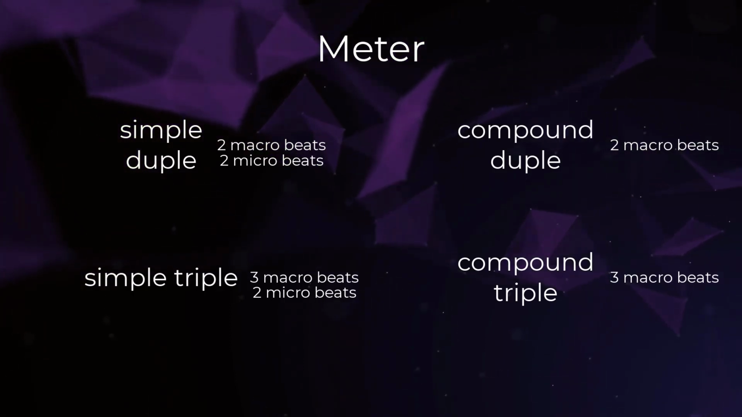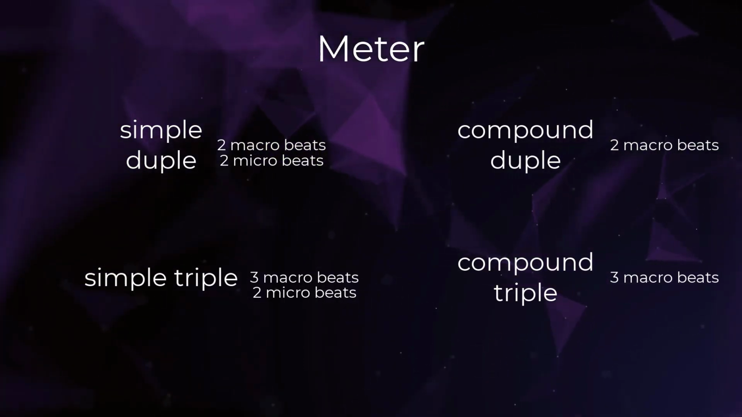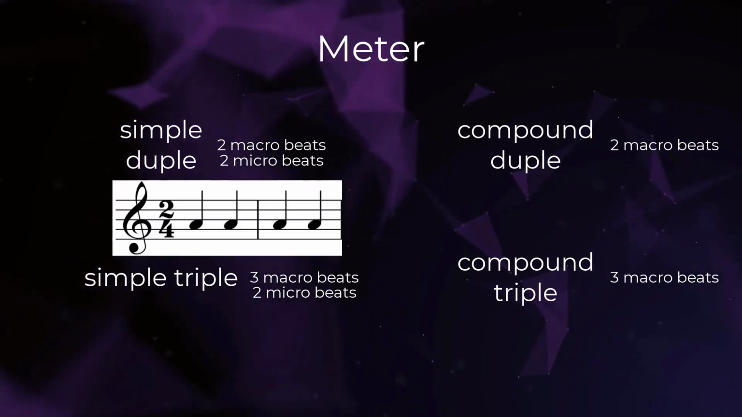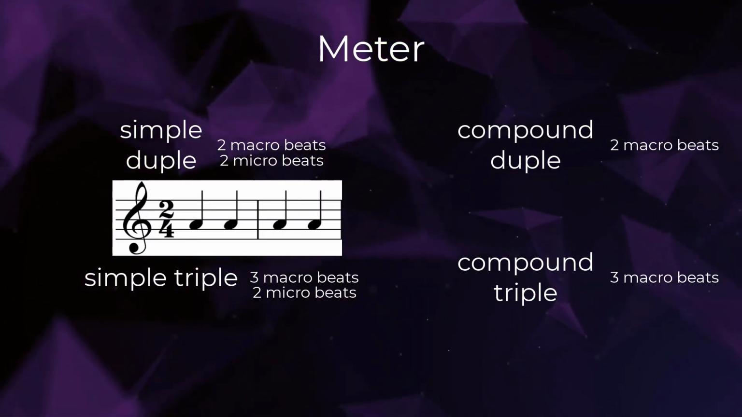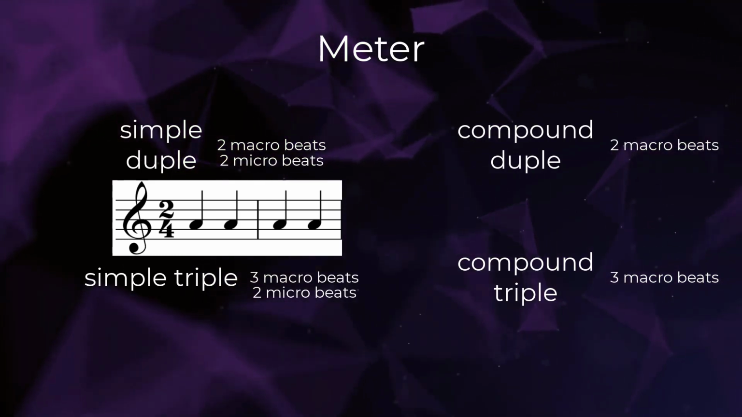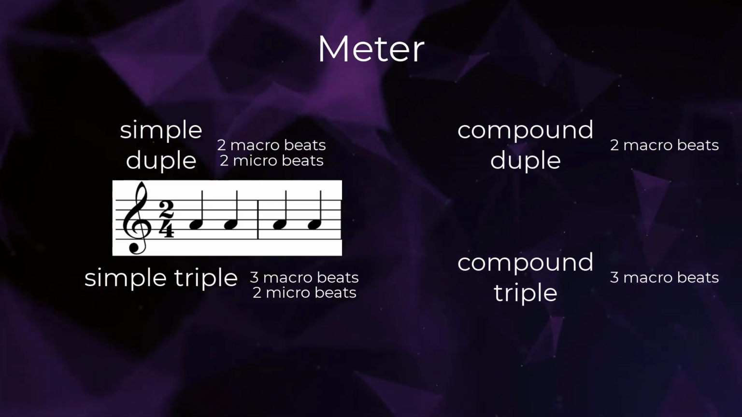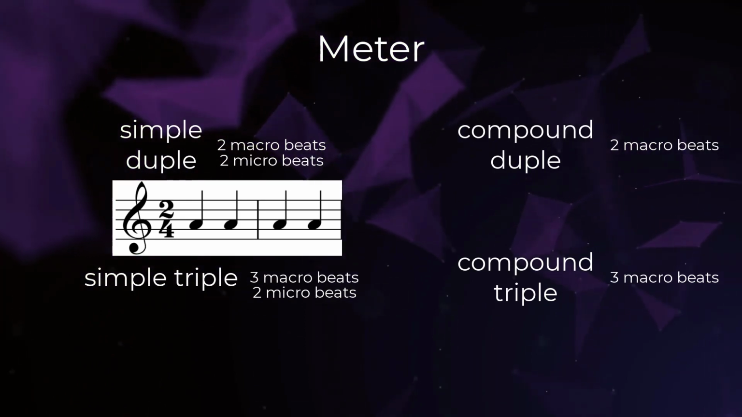Let's take a look at 2/4 for an example of a simple duple. We divide first into 2 equal groups of 1 quarter note each. Those quarter notes divide equally into 2 eighth notes, which means we are in a simple duple meter.